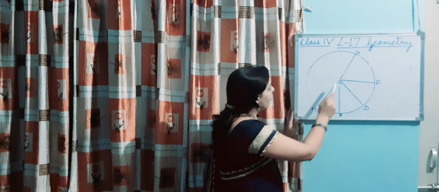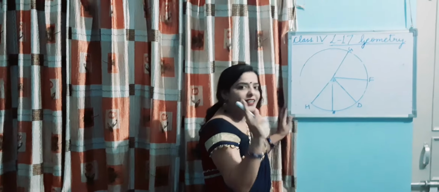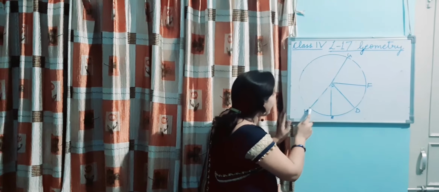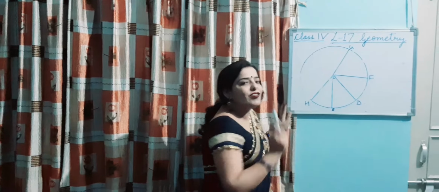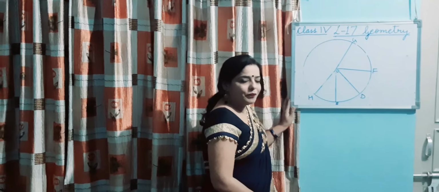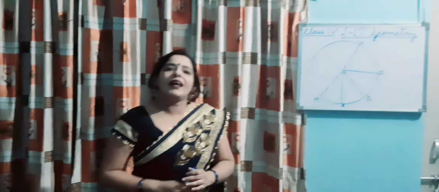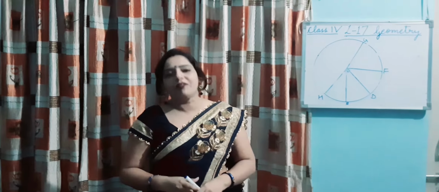OH, OG. They are two radii. But if we read it together, what is it? HG. And HG is passing through the center. What is it? It is a diameter. That means diameter and radius are interrelated. If you know the radius, you can calculate the diameter, and if you know the diameter, you can calculate the radius.